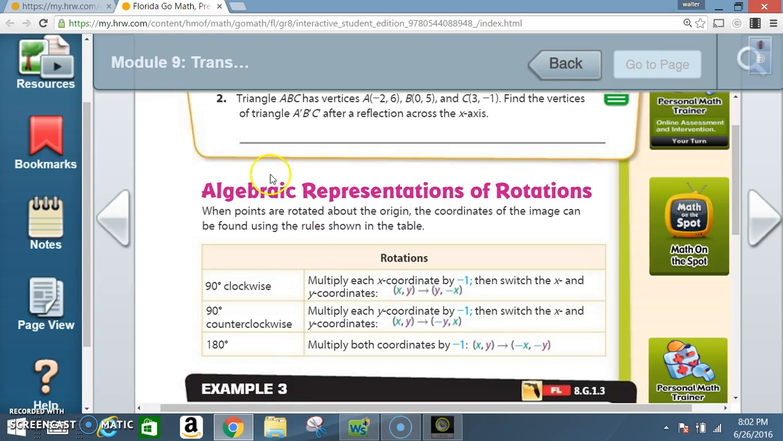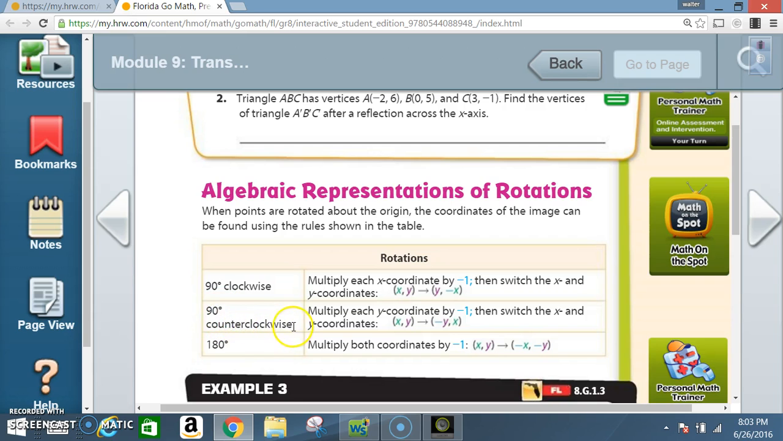Example 3. Algebraic representations of rotations. When points are rotated about their origin, the coordinates of the image can be found using the rules in the table. Rotations: 90° clockwise. Multiply each x coordinate by -1. Then switch the x and y coordinates. So (x, y) becomes (y, -x).